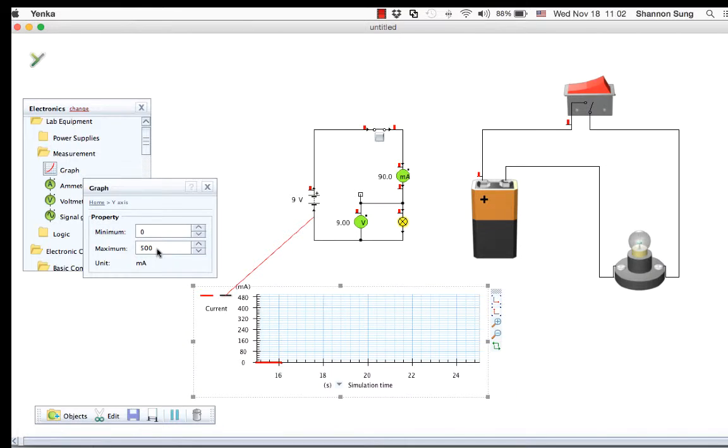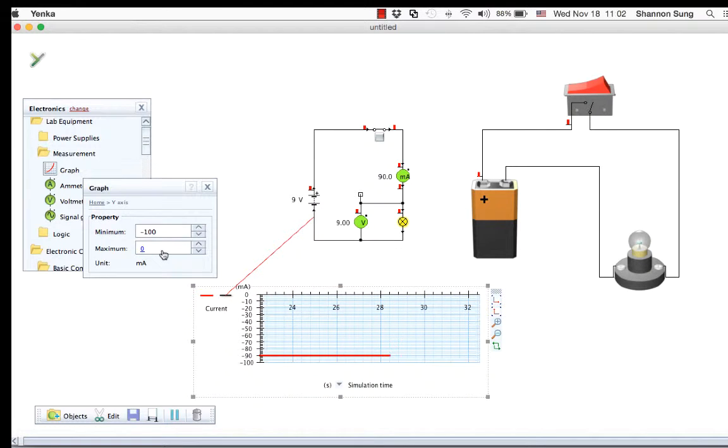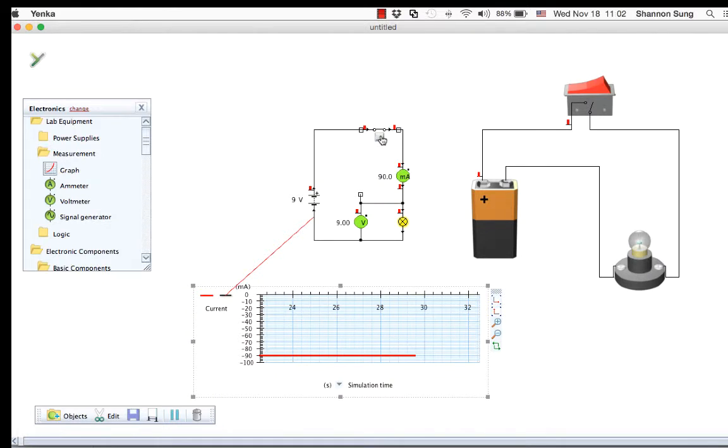That's too much. Minimum to be, say, negative 100. And 0. There we go. So when we open the switch, we're back to 0. And close the switch, we're down to.